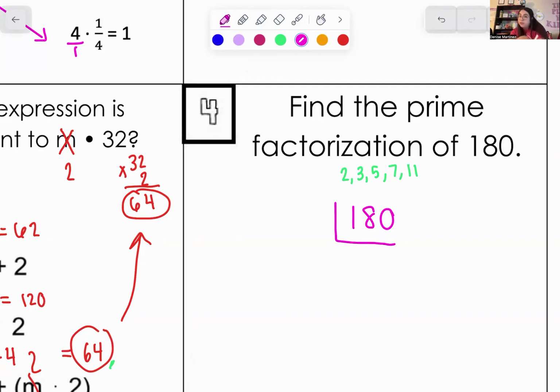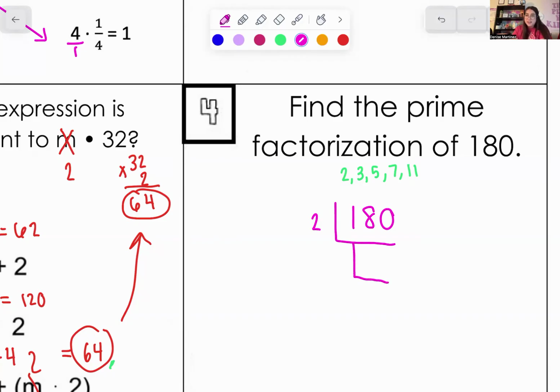It's however you feel, wherever you feel like starting off at. I'm going to start off at 2. We might have done something different in class. I know one homeroom, I think we did 5. Another homeroom, I think we started off with 2. So whichever one you start off with is fine, as long as it's prime and it works.